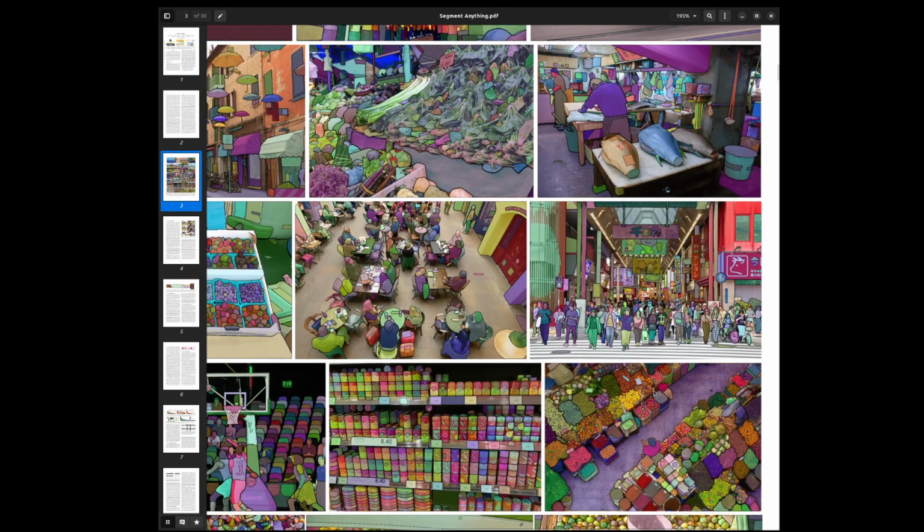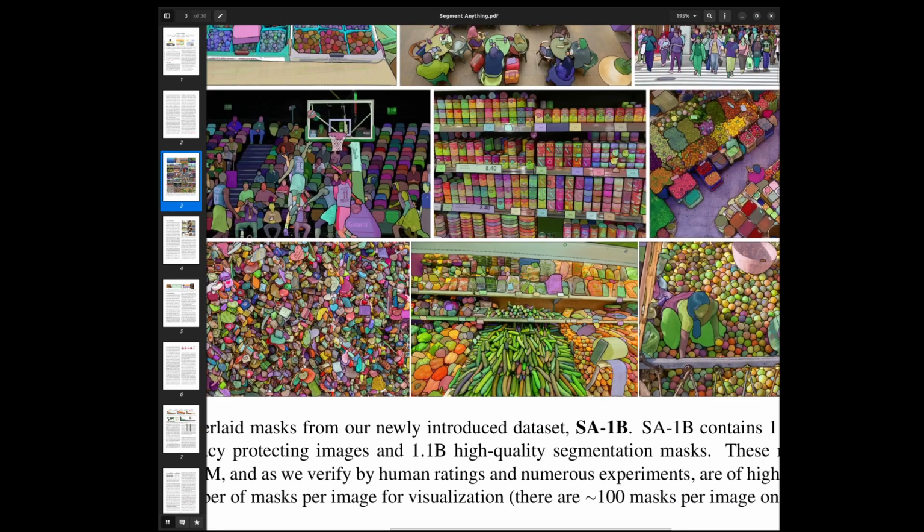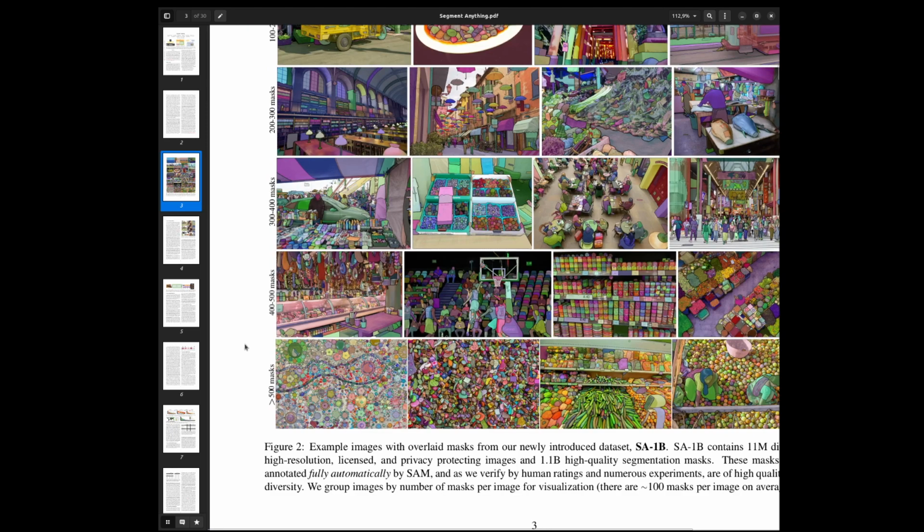I really like how Meta is flexing here. It's true that you can cherry pick your images, but I mean, if you scroll to the left, they show how many images there are.